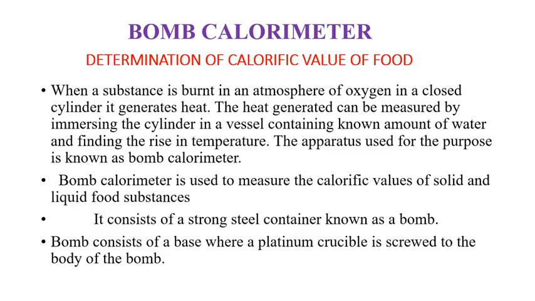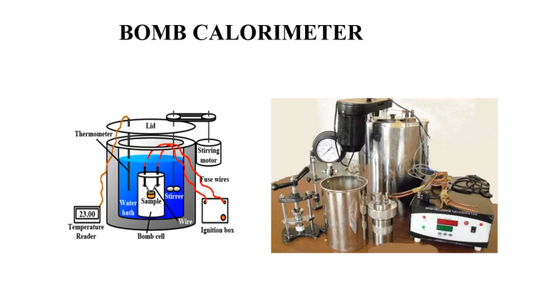The bomb calorimeter is used in food laboratories and usually wherever the calorific value has to be determined. In research laboratories it is used. It consists of a steel container known as the bomb. The bomb consists of a base where a platinum crucible is screwed to the body of the bomb. So you can see in this picture the bomb calorimeter. This is a bomb in which the sample is placed in a crucible.